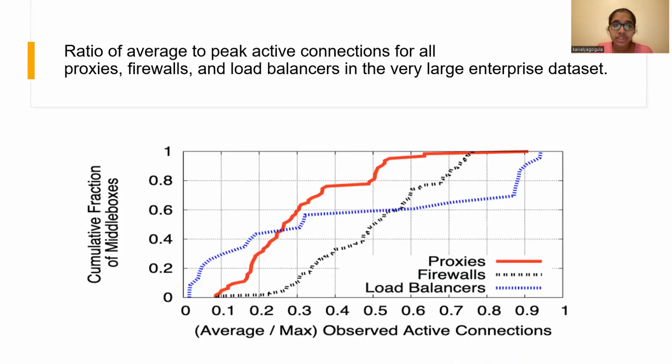Next, let's look into the ratios of the average to peak active connections for all the proxies, firewalls, and load balancers in very large enterprises. Here on the x-axis, you can see the average and maximum observed active connections, and on the y-axis, you can see the cumulative fraction of middle boxes. Here, the proxies are represented in red, the firewalls with black, and the load balancers with blue.